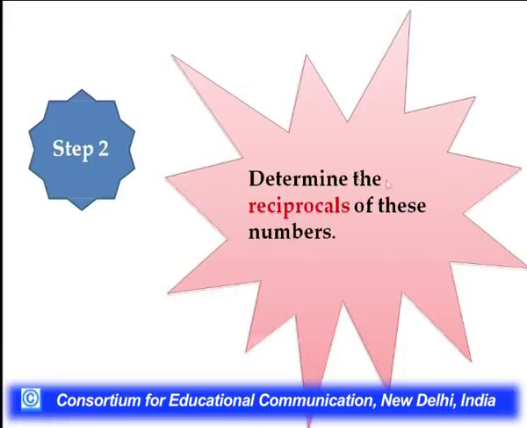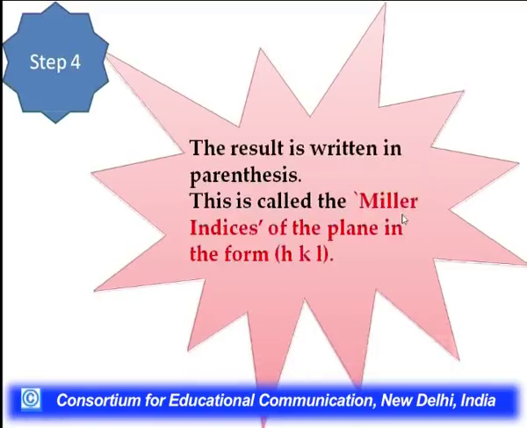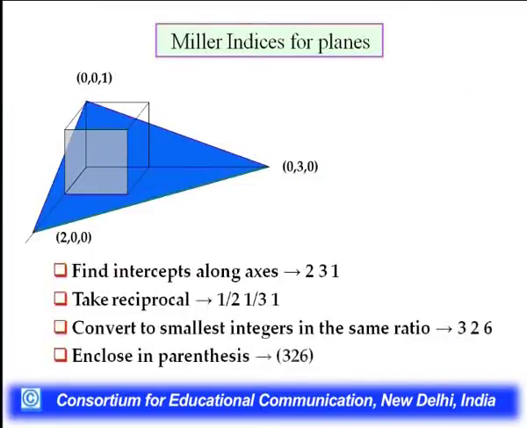After that we determine the reciprocals of these numbers. After calculating that, we find the least common denominator, or LCD, and multiply each by this LCD. Now in the last step, the result is written in parentheses in the form of HKL. That denotes the Miller indices of that particular plane, or the address of that plane.